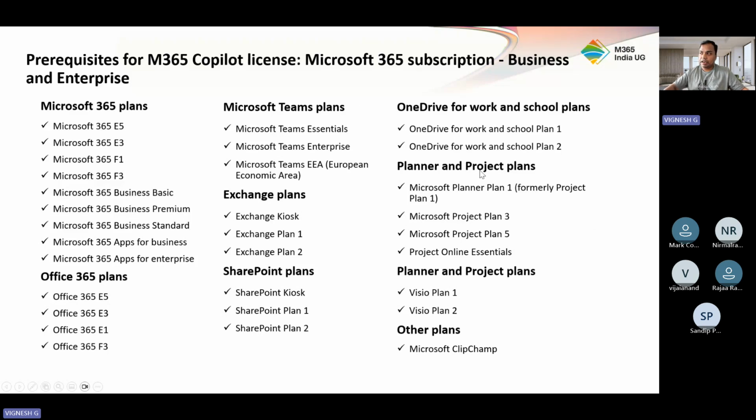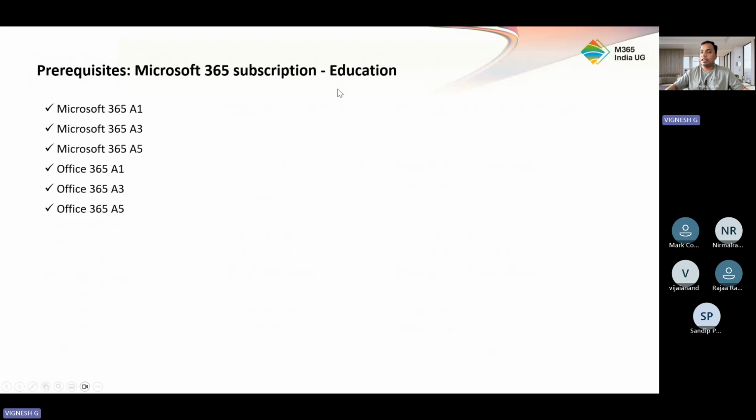As long as you're using any of these licenses, you can add on Microsoft 365 Copilot on top of this. And if you're in education, maybe you're an education customer or you're supporting one, you are not left behind. As long as you're using any of these plans, you can top up Microsoft 365 Copilot, meaning you can purchase Microsoft 365 Copilot as an add-on. So please be very clear about this. And this is coming from official Microsoft documentation.